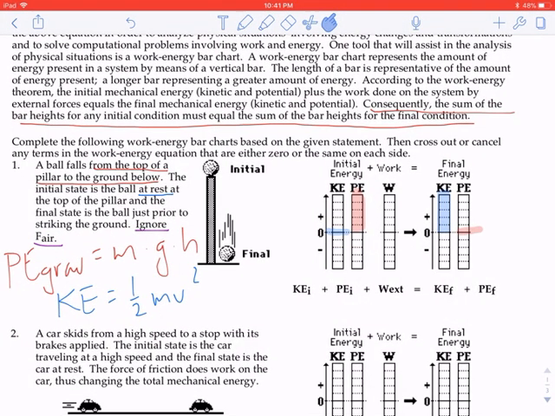Finally, we want to check to see how the bar values compare before and after. So notice that in the initial condition, we have 5 bars of energy, and in the final condition, we have 5 bars of energy. So this phrase right here is now true. The kinetic and potential plus the work done before equal the kinetic and potential after the final condition.